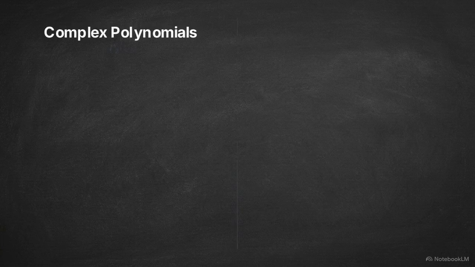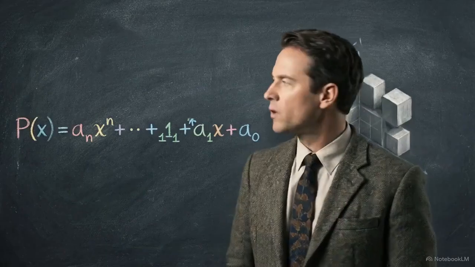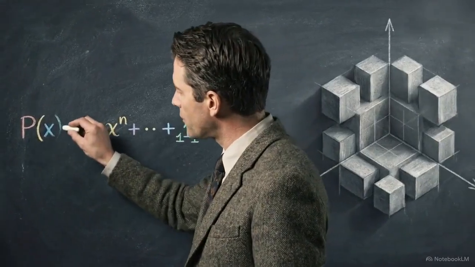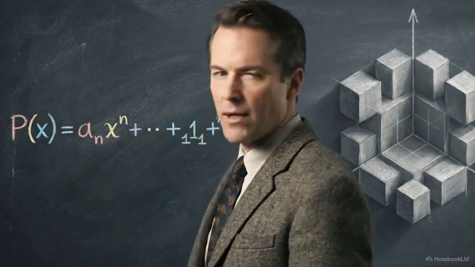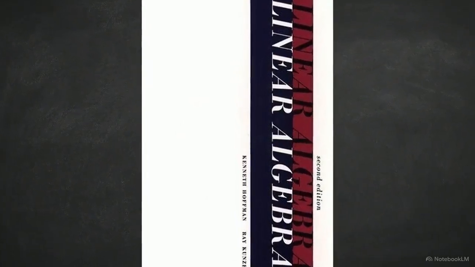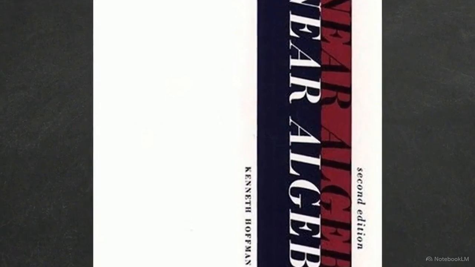We can look at a vector space of complex polynomials and then look at a space of 3D coordinates. On the surface, their elements share no obvious common ground. But are they truly distinct, or just the same structure wearing different disguises? To answer that, we turn to the definitive text on the subject, Hoffman and Kunze's Linear Algebra.